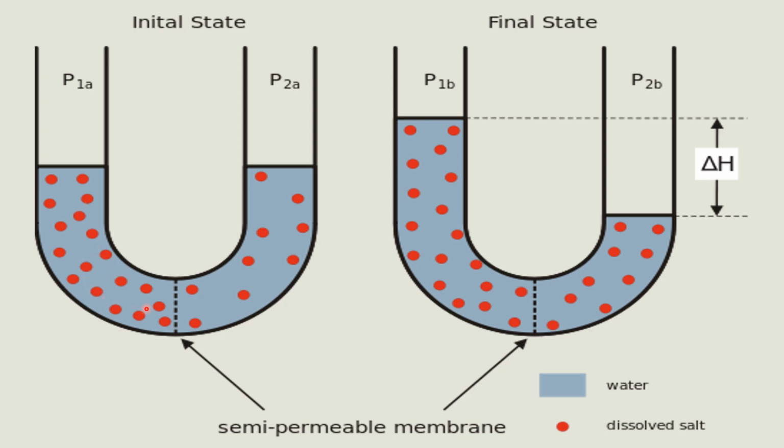Since there is more solute here and less solute here, that means the left side needs more water and the right side needs less water. So now the movement of water is from the right side to the left side. That's why in the final state, there is less water on the right side than on the left side. Only the water moves since this is a semi-permeable membrane, so it does not allow our solute to move. Next.